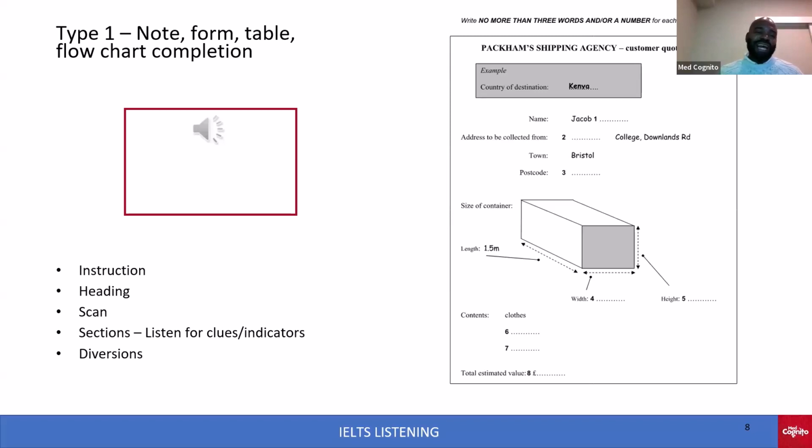The first thing I want to highlight is the instruction. And so if we take a look at the top of the page where we have the question, it says, write no more than 3 words and or a number for each answer.